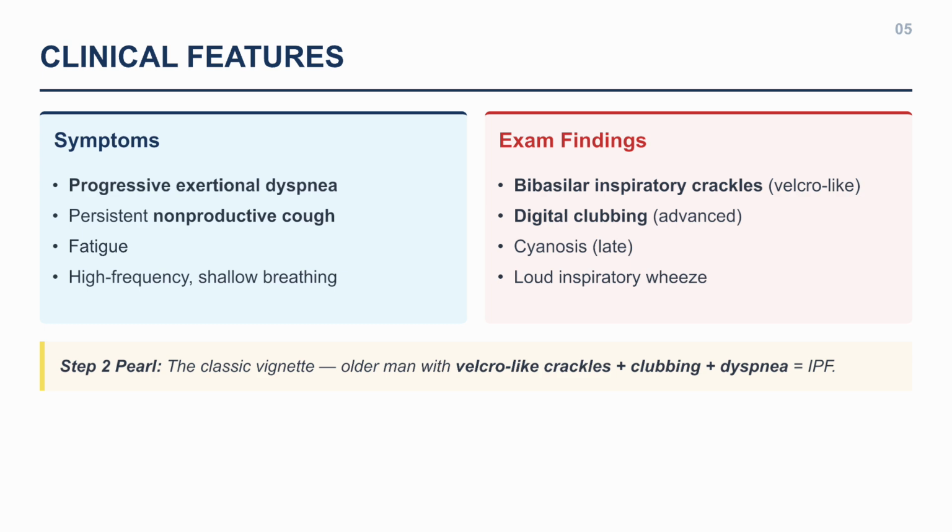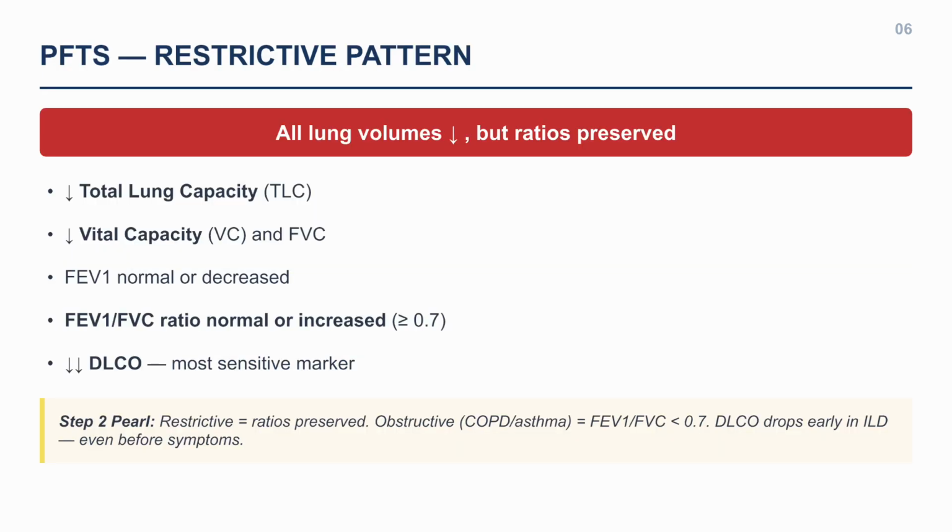Step 2 Pearl. The classic vignette is an older man with Velcro-like crackles, digital clubbing, and progressive dyspnea. That triad is IPF until proven otherwise. Pulmonary function tests show a restrictive pattern. The key concept: all lung volumes are reduced, but the ratios are preserved.